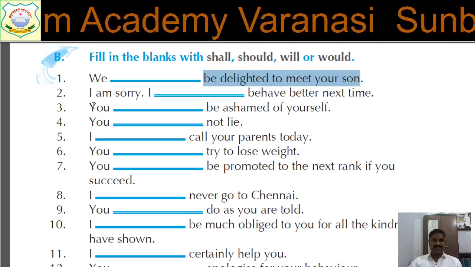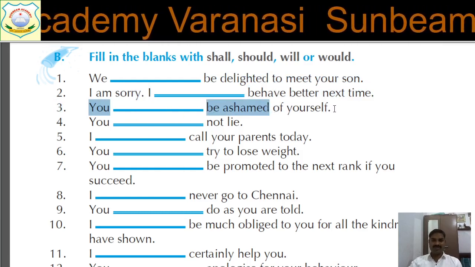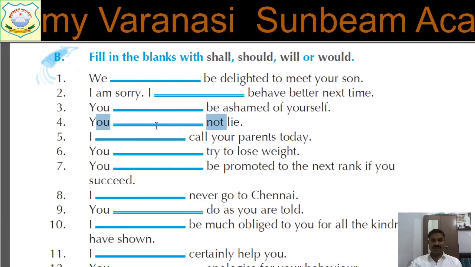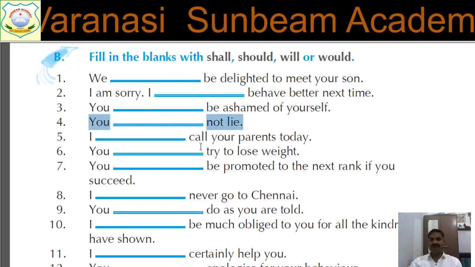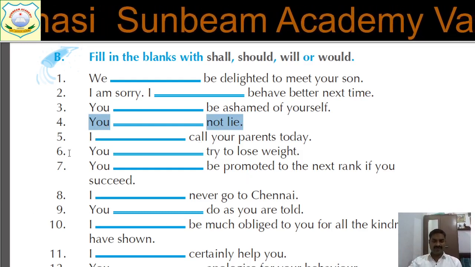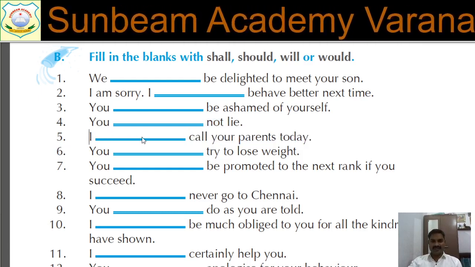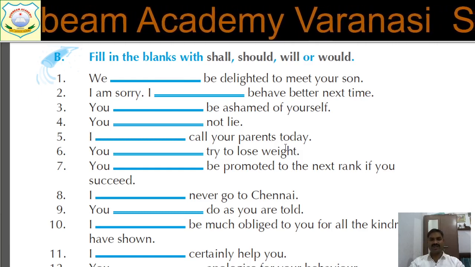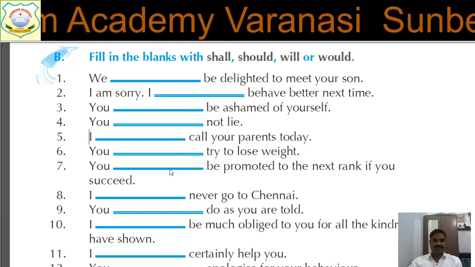Next is, you dash be ashamed of yourself. You should be. Fourth is, you should not lie. And if you are instructing somebody, you will say you will not lie. So that is the way the possibilities are. Fifth is, I dash call your parents today. I will call your parents today, or shall. Both are correct.